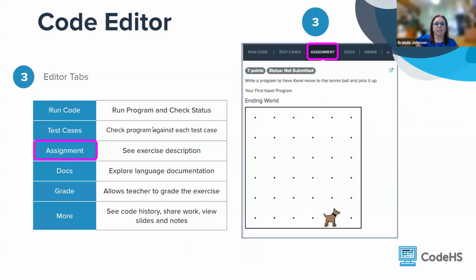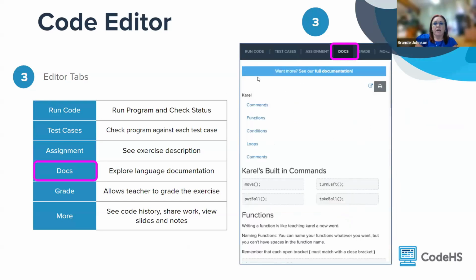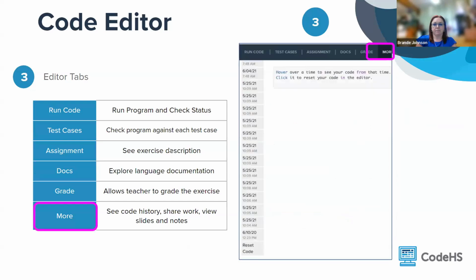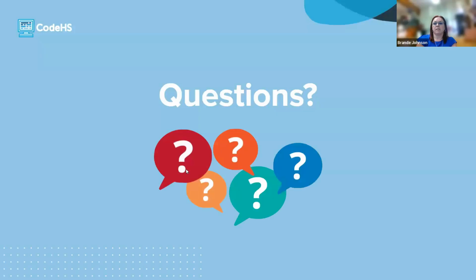Students can actually click on the assignment and it'll show them what they're expected to do, just to rehash the instructions. Docs allows them to look at language documentation. So it gives them kind of like a section to where they can pull up, like if they're not sure how to do something, they can look at that. More allows them to see the coding history, the share work. They can view any slides and notes there. One of the features I love about CodeHS is that it actually has a way to block your students from copying and pasting, so that it's one less thing I have to worry about. I know they're not going to do it.